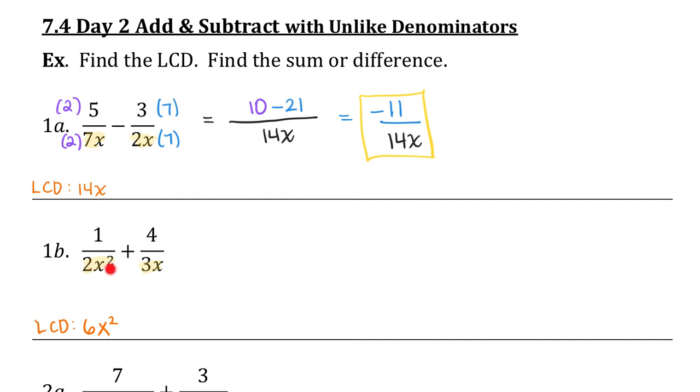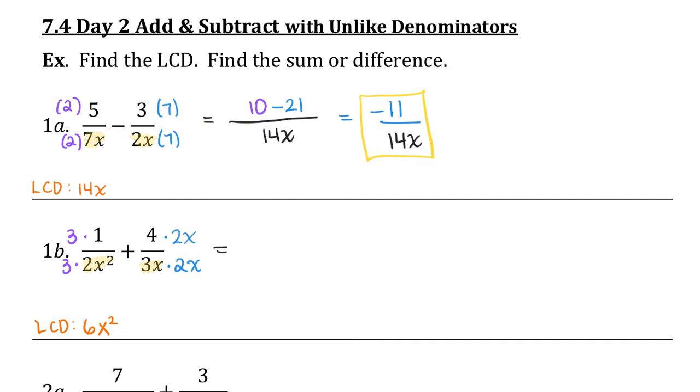So this is 2x to the second. The x to the seconds are good. In order to get 6x to the second, I need to multiply by 3. If you multiply the denominator by 3, multiply the numerator by 3. Okay, for this denominator, I have 3x. I want it to be 6x squared. So to get 6, I need to times 2. But that only gives me 6x. So to get 6x to the second, I need another x. Whatever you do to the bottom, you do to the top.